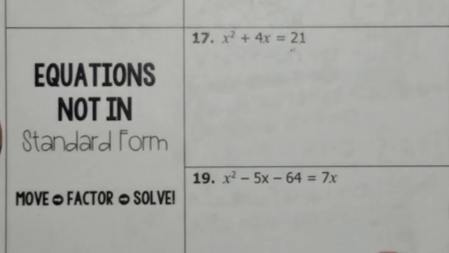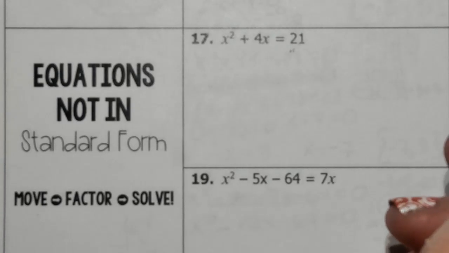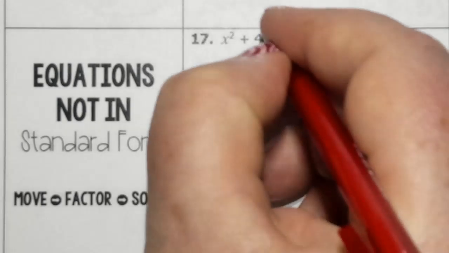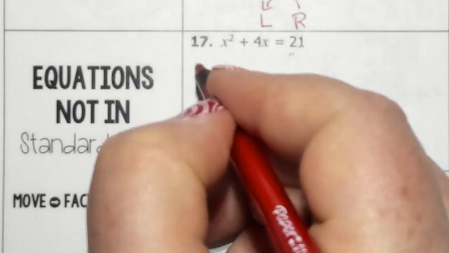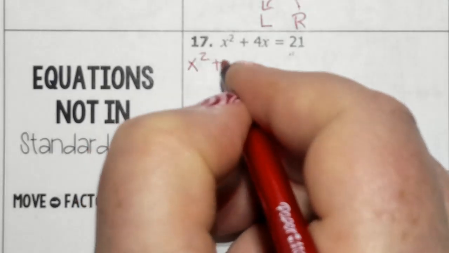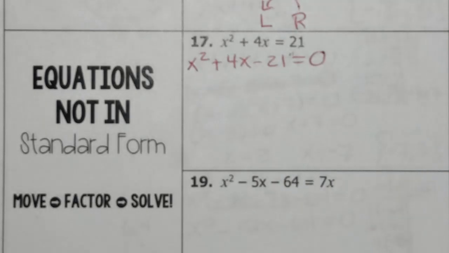So we've been doing these a bunch. That's a plus 21. When you go over to the opposite side, he's currently on the right. So when he goes over to the left, he's going to change his sign. And in this case, since he's positive already, he'll become negative on the other side.